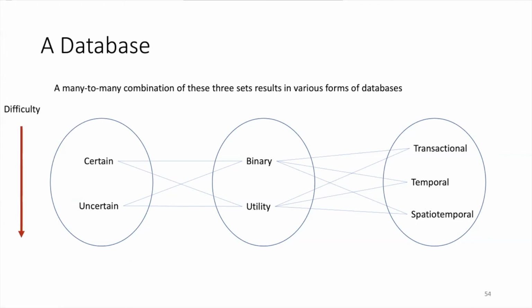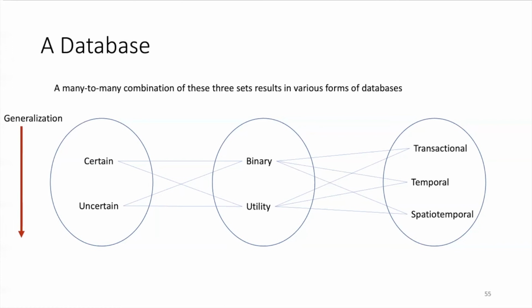The difficulty in handling the datasets is that handling certain data is relatively easier than handling uncertain data. Similarly, handling binary data is much easier than handling utility datasets. Similarly, handling transactional databases is much easier than handling temporal databases, and is relatively easier than handling spatio-temporal datasets. So this is how the difficulty in handling the data arises.